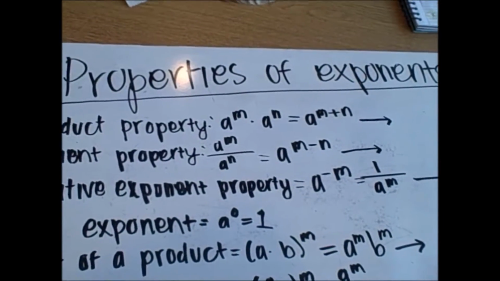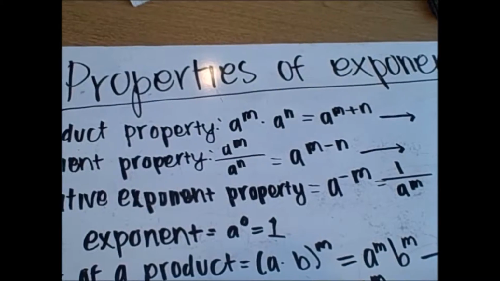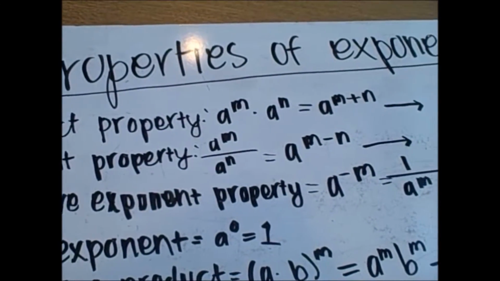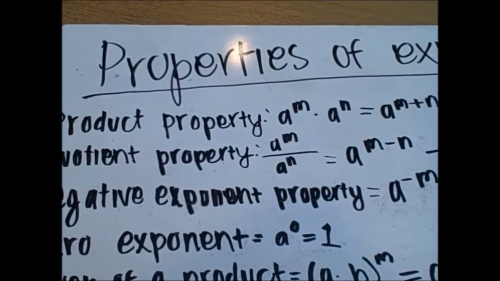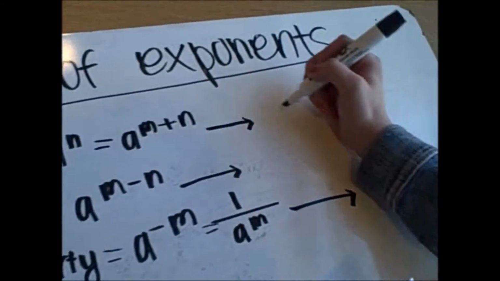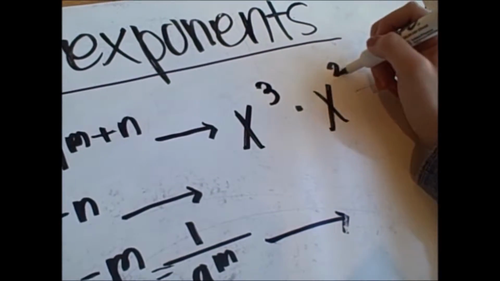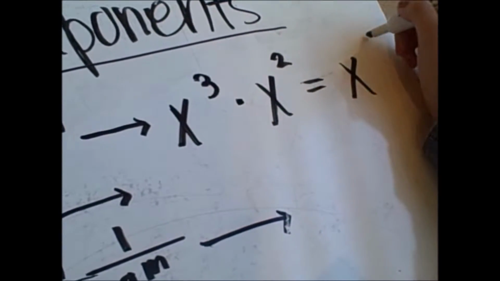Okay, so now we're going to do properties of an exponent. For the product property, if the two numbers that are being multiplied both have exponents, the exponents would be added together. For example, x to the third times x squared would become x to the fifth.